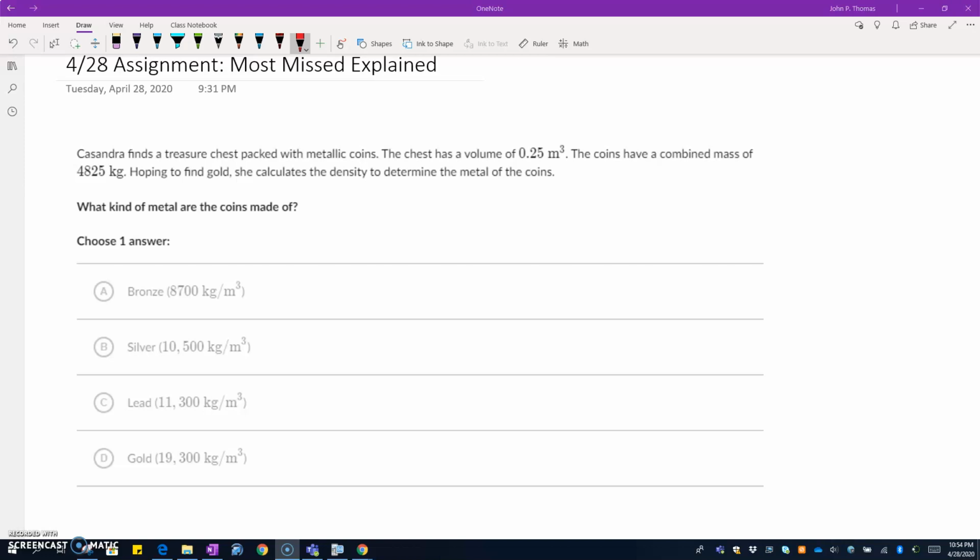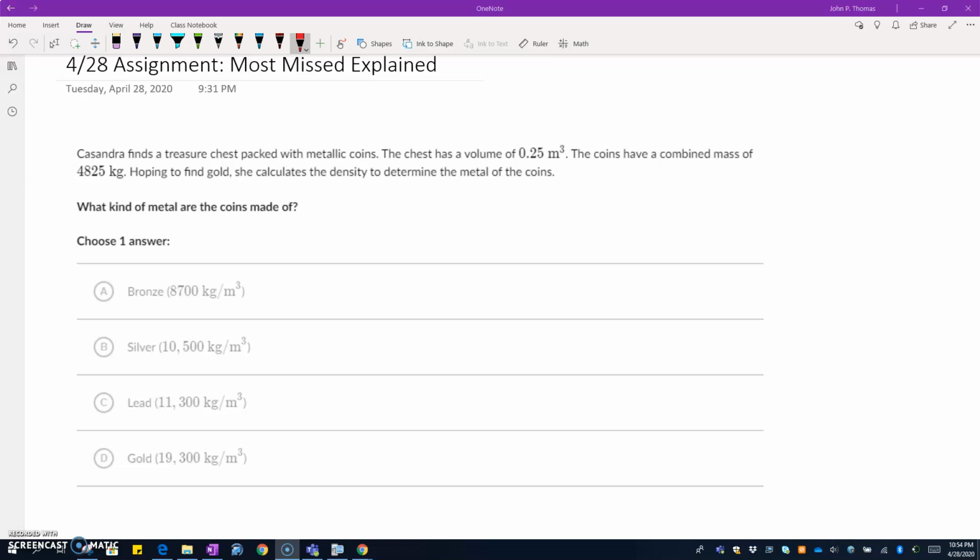So this first problem says, Cassandra finds a treasure chest packed with metallic coins. The chest has a volume of 0.25 meters cubed, and the coins have a combined mass of 4,825 kilograms. Hoping to find gold, she calculates the density to determine the metal of the coins.